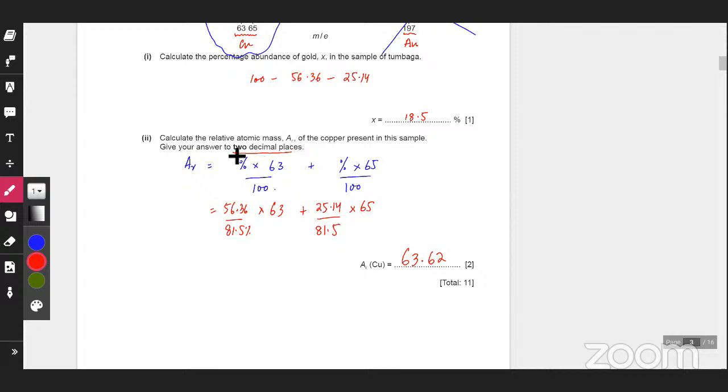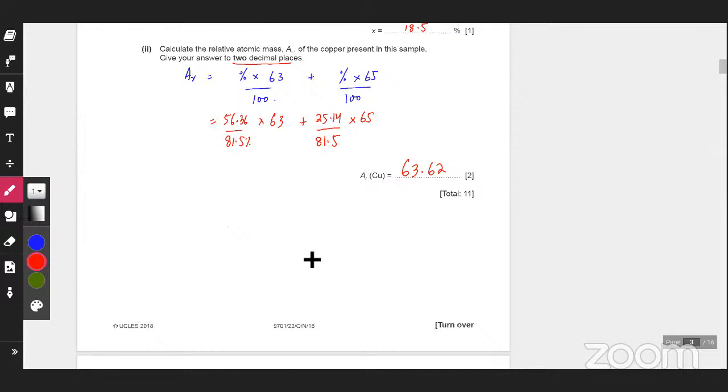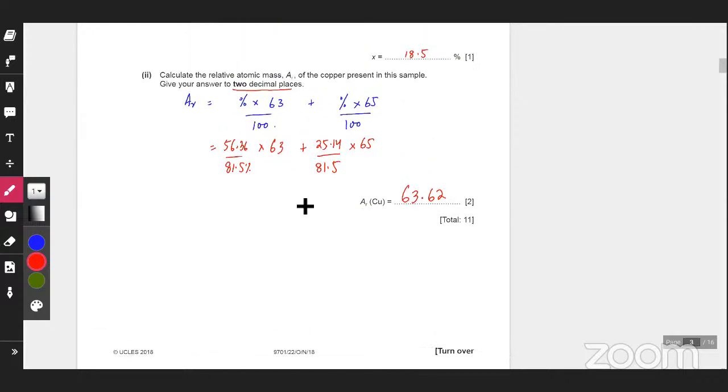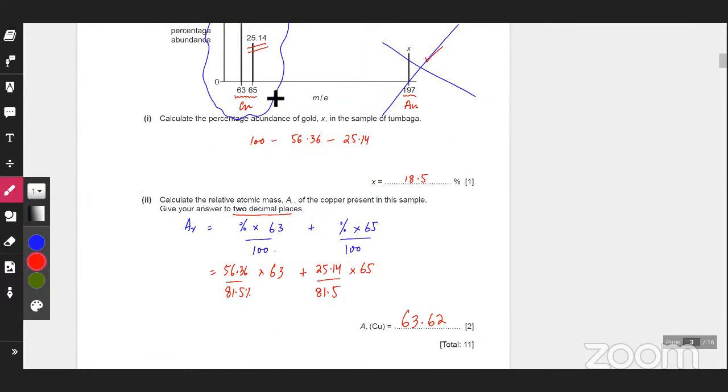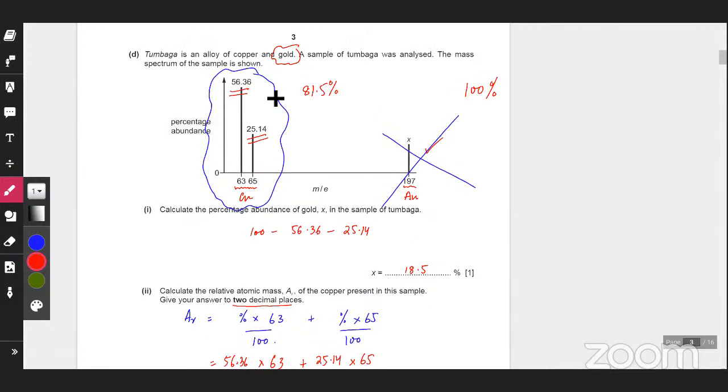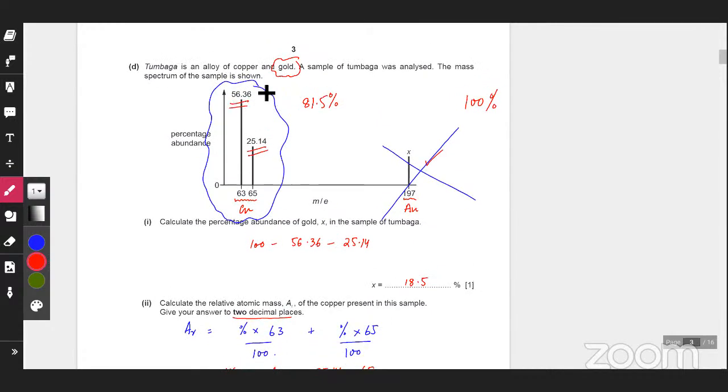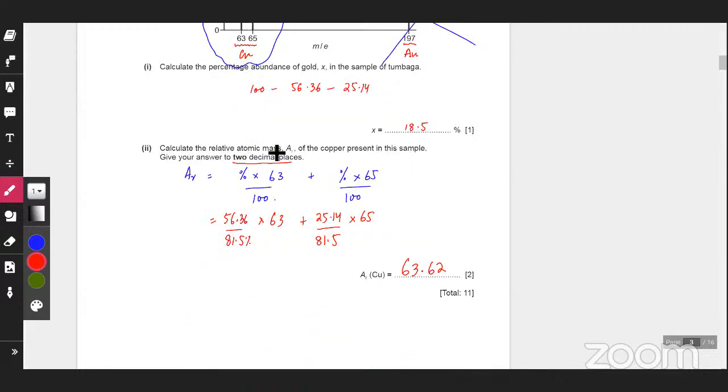Just be very careful with this thing. They're going to tell you. Otherwise, if they hadn't told you about this, you would use the rule, which is that you're going to use the least significant figures that are in the question. For example, over here, it's 56.36 or 25.14. So give your answer to 4 significant figures.